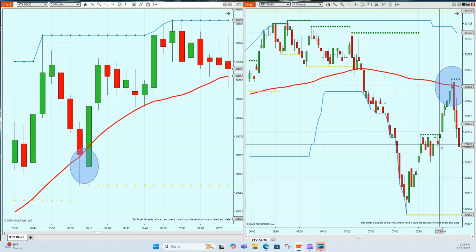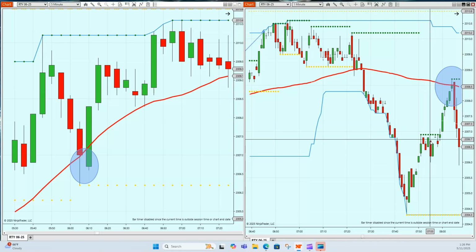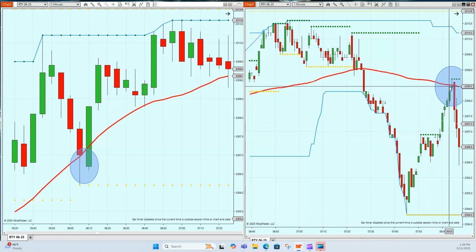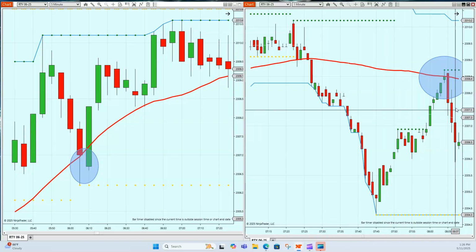Once it fought its way through the gold line, the 1 minute gold line here, which I'm going to assume is literally right here, it just screamed right to that red line, and then wham, down it went. And where did the red line go again?